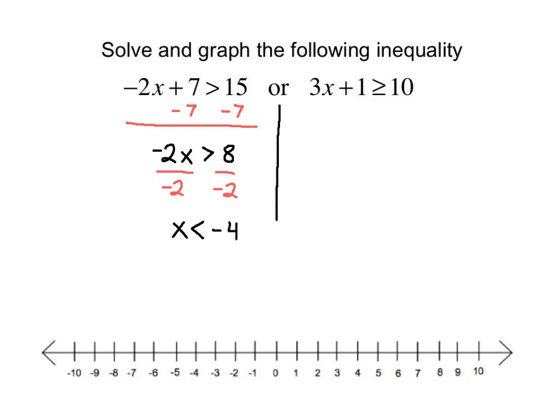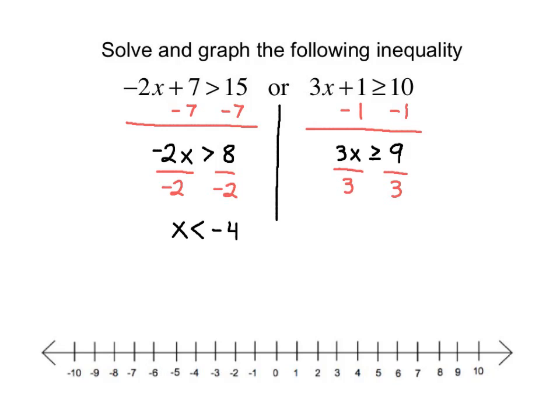Same thing on the right-hand side, this second inequality. I have 3x plus 1 greater than or equal to 10. I need to undo the addition before I deal with the multiplication, because we're doing the opposite order of operations, undoing the PEMDAS. So if I subtract 1 from both sides, our new inequality becomes 3x is greater than or equal to 9. Notice how I did not need to change the inequality because I have not multiplied or divided by a negative.